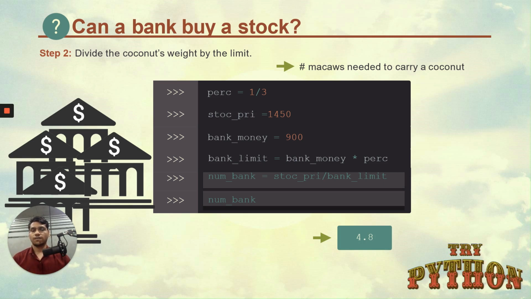Now again, we are facing the same problem. That is, either I can have 4 banks or I can have 5 banks. How am I going to have 4.8 banks, right? So this is one major problem that we faced previously also.